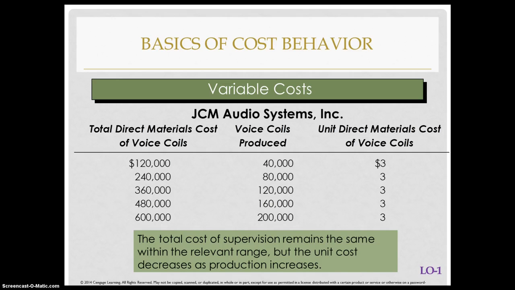Now, if we can leverage economies of scale, we might be able to purchase those direct materials at a lesser per unit price, which might bring our unit direct materials cost down per unit. Let's say we might have to make 500,000 voice coils in order to reach that direct material quantity to get that sort of a discount.